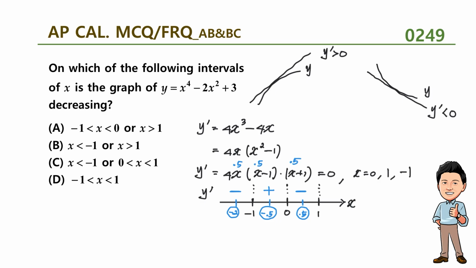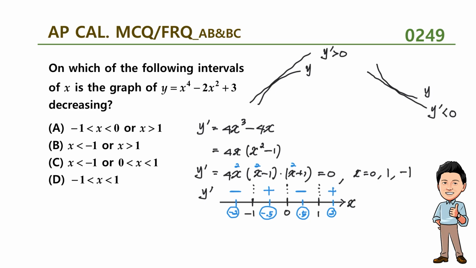Okay? Last, we're going to substitute any number greater than 1. Let's substitute 2. If we substitute 2 for x, that's positive; 2 minus 1 is positive; 2 plus 1 is positive. So here we have a positive.